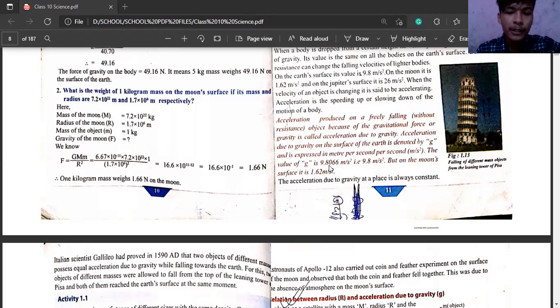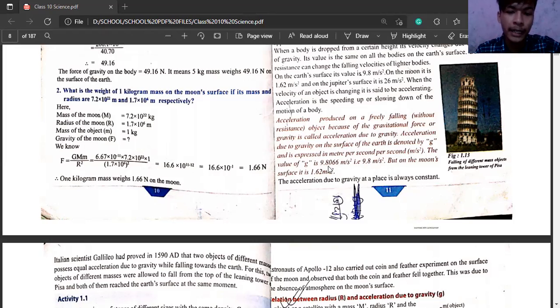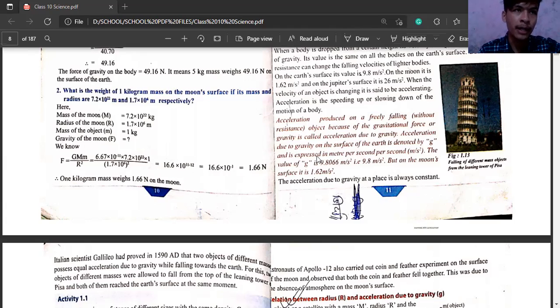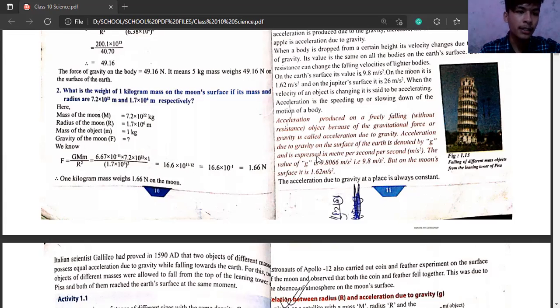The value of g is 9.8066 meter per second square, that is 9.8 meter per second square. But on the moon it is 1.62 meter per second square. And if you are using a scientific calculator, in that calculator you have been given the value of small letter g, it is about 9 point, I have forgotten. And you can find the value of capital G also in the calculator. It is stored there from the beginning. It is very easy for you to find the values.